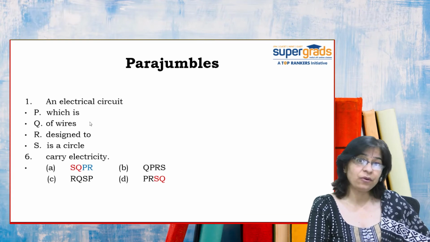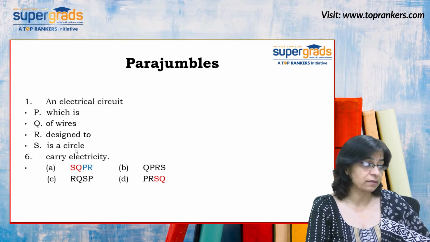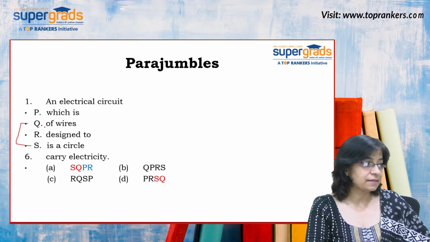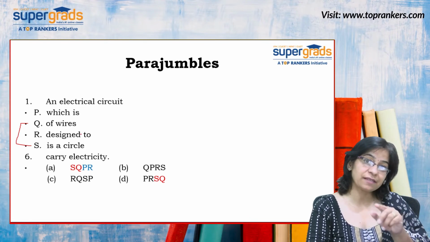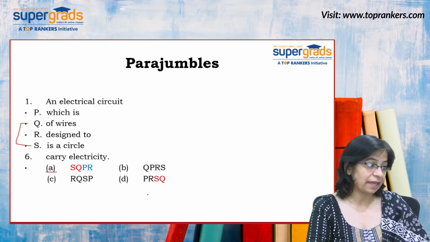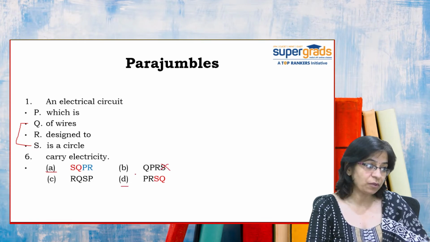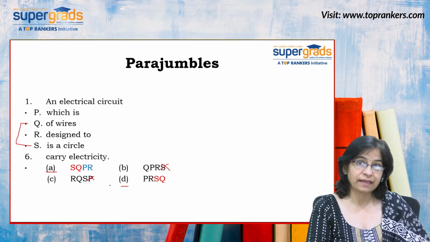Now see, let's try and look for some pairs, which is of wires designed to is a circle. Well, I feel is a circle of wires. So SQ could be a good pair. See, is a circle of wires, right? So let's look at the options which have SQ as one of the pairs. So that's option A and option D, which show SQ as pairs. So it would be a good strategy to eliminate the other answer choices. Now let's see if we can get the answers out of these.